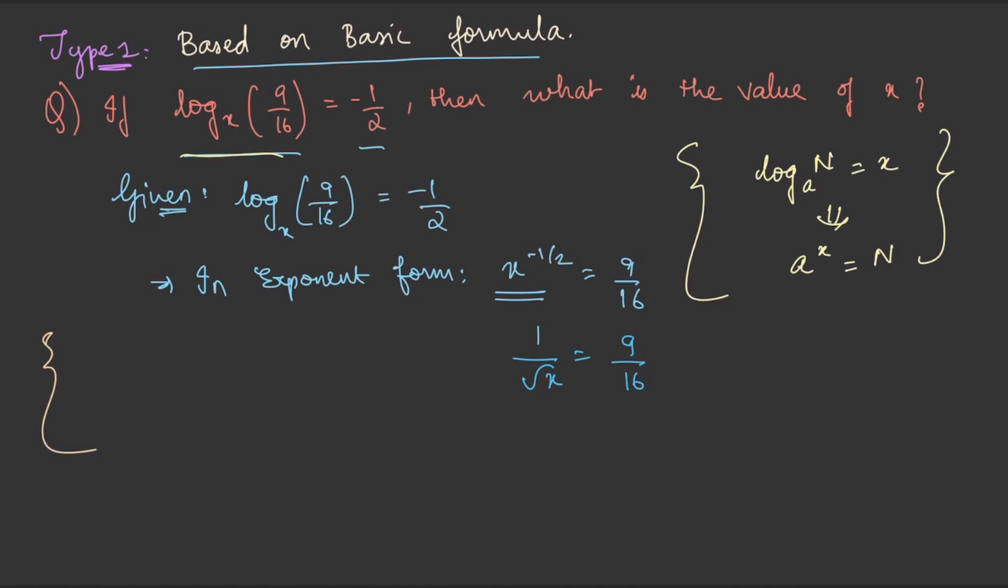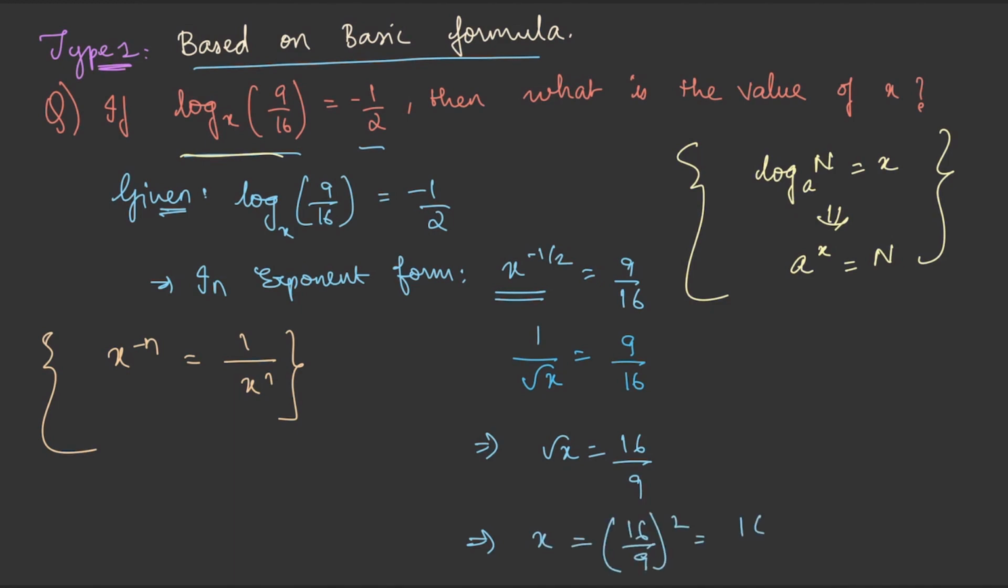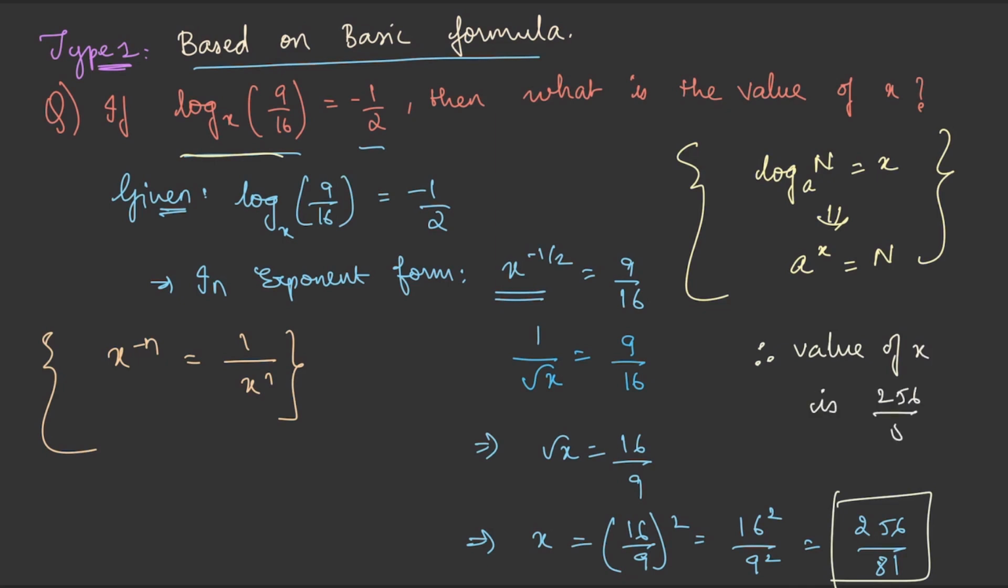How did we write this? Any number raised to the negative power n is equal to 1 by x to the power n, which means it can be represented as a reciprocal. Then from this, root x is equal to 16 by 9. Then what is the value of x? It is 16 by 9 whole square. So 16 square by 9 square. 16 square is 256 by 81. So that's the answer. Therefore, the value of x is 256 by 81.